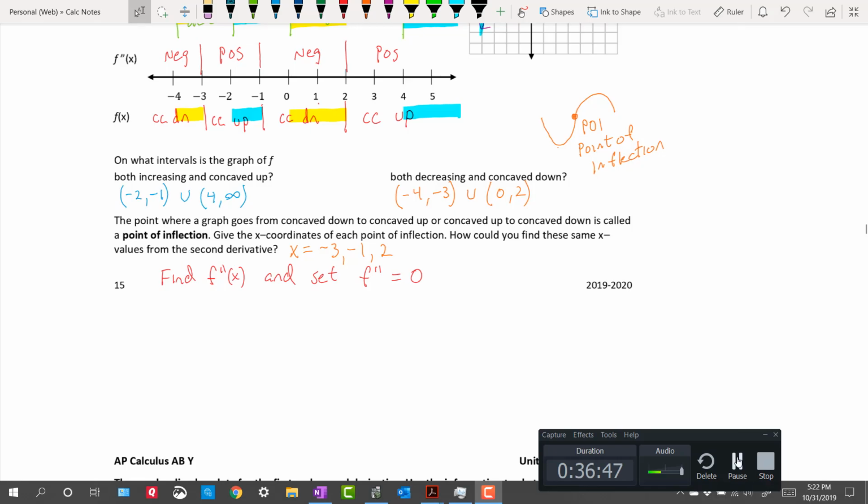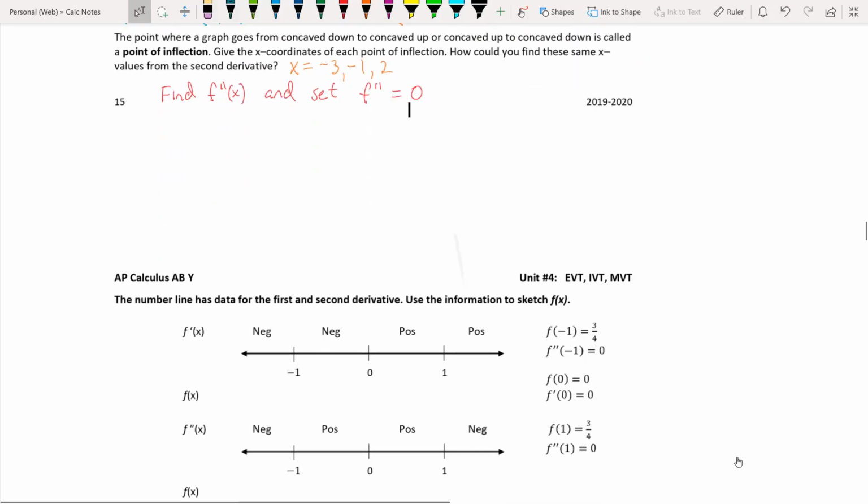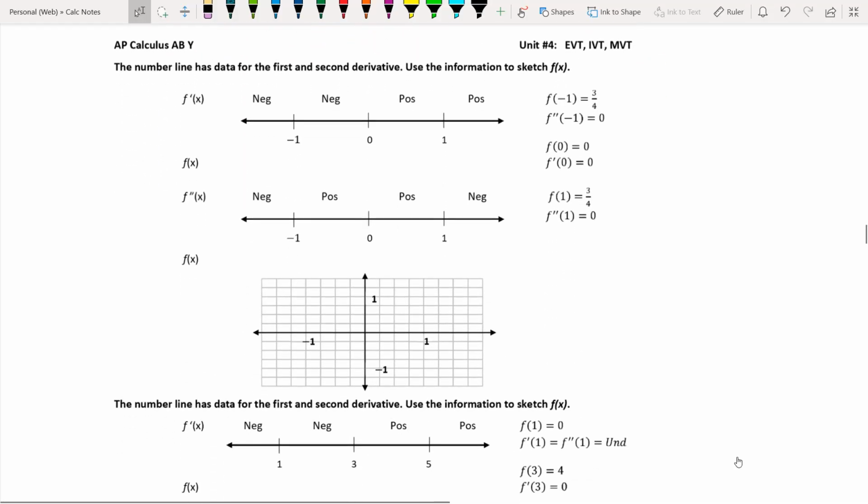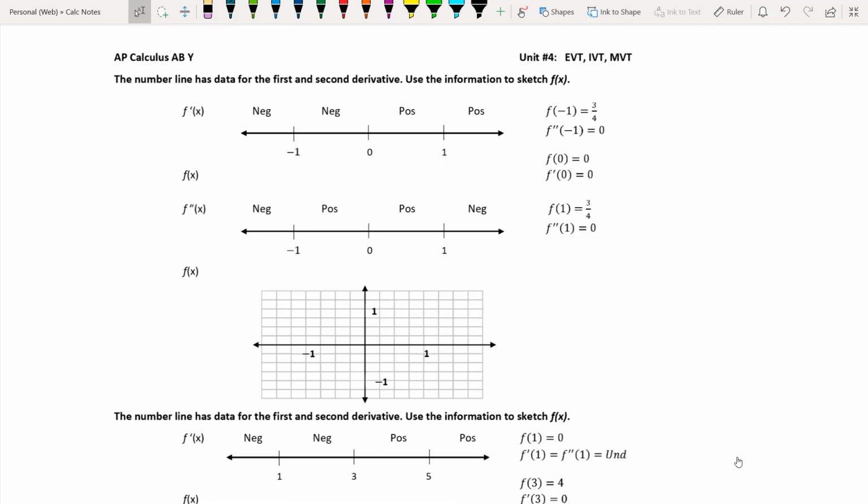All right, break time again. All right, here we go. So this time we're going to try and work a little bit in reverse here. We're going to try and put a graph together based on some information about the first and second derivative.